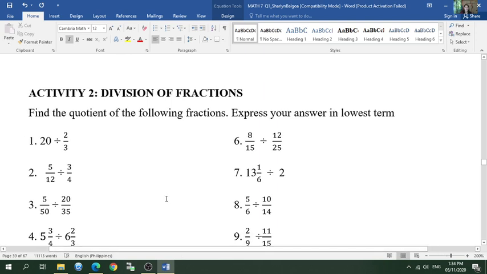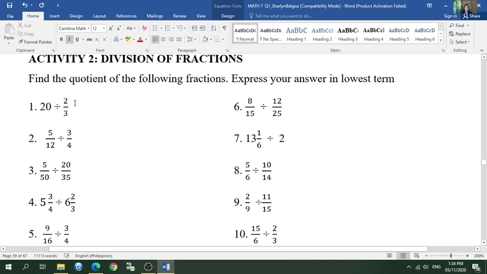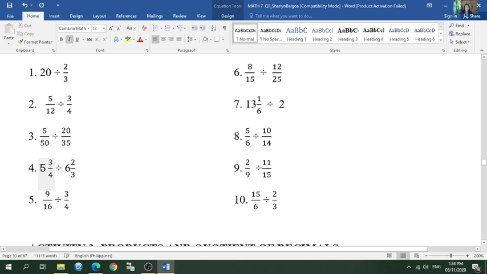Next, division of fractions. Ano ang sinabi ko kanina sa inyo? Okay? So, kunin mo yung reciprocal ng divisor. 20 divided by 2/3 magiging 20 times 3 over 2. 5 over 12 times 4 over 3. Kagaya sa number 4 naman, ganun din ang gagawin mo. Kunin mo muna yung kanyang improper fraction bago mo kunin yung reciprocal ng divisor. Ganun din dito sa 7. Okay? 13 times 6 is 78 plus 1 is 79 over 6 times the reciprocal of 2 over 1, 1/2. Ganon. So, 79 over 6 times 1 over 2.